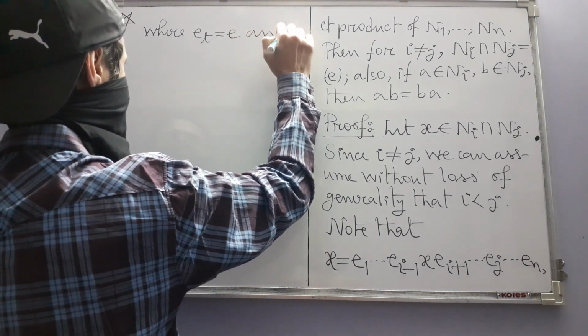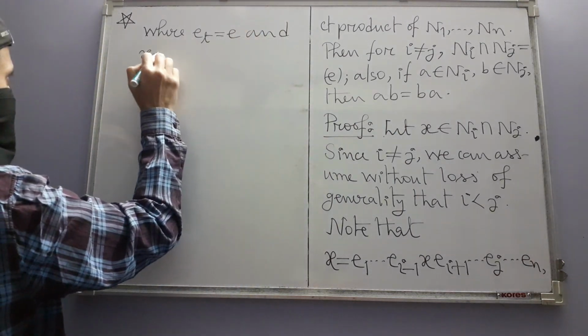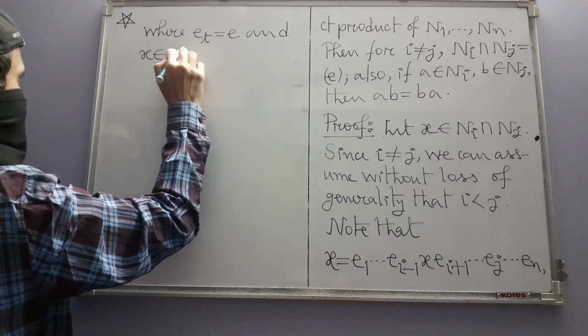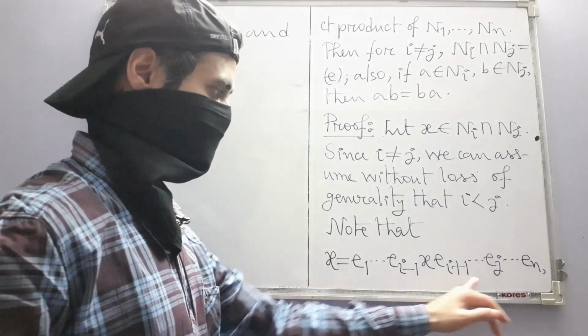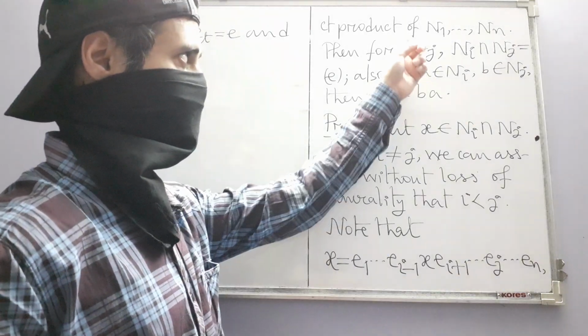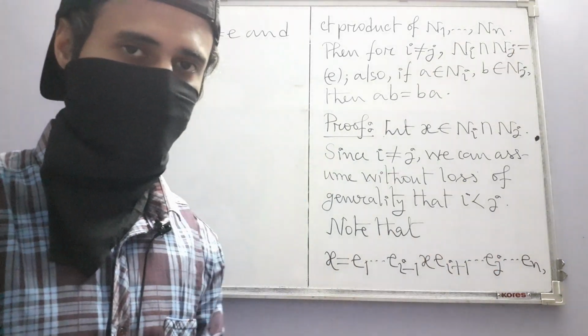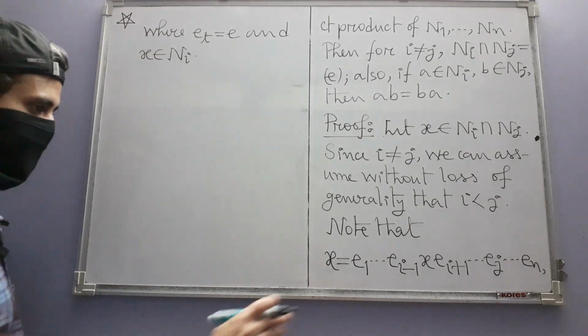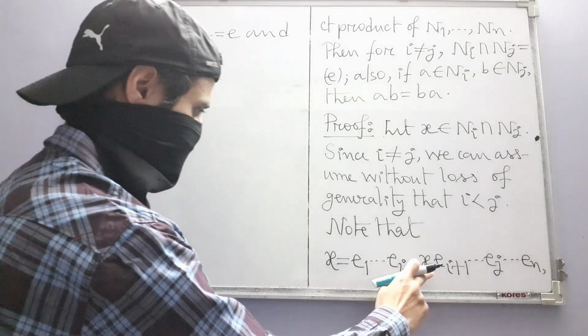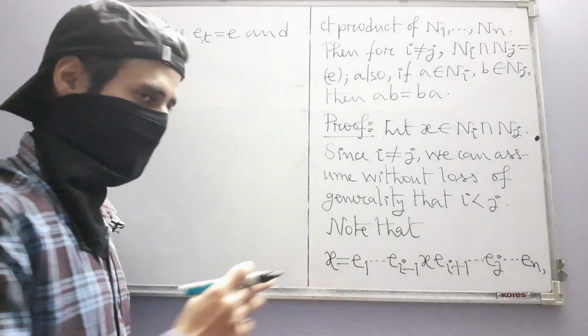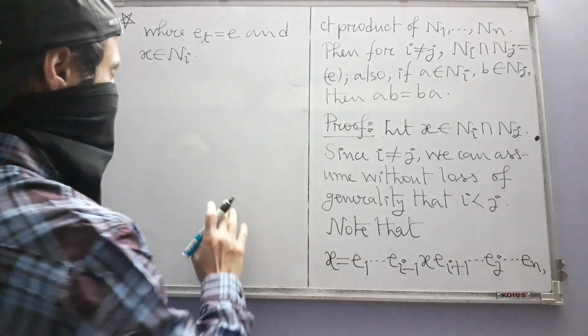And x belongs to Ni, which means that this is a product of elements of these n's in that order. And that turns out to be nothing but x, because after all it's just one x and all of the others are equal to the identity e.